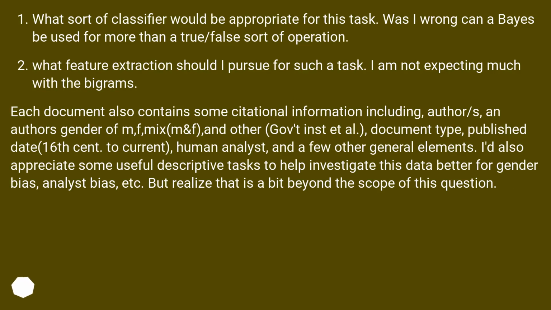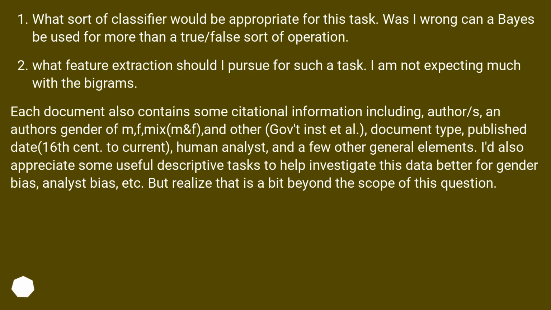What sort of classifier would be appropriate for this task? Was I wrong? Can a Bayes be used for more than a true/false sort of operation? What feature extraction should I pursue for such a task? I am not expecting much with the bigrams.